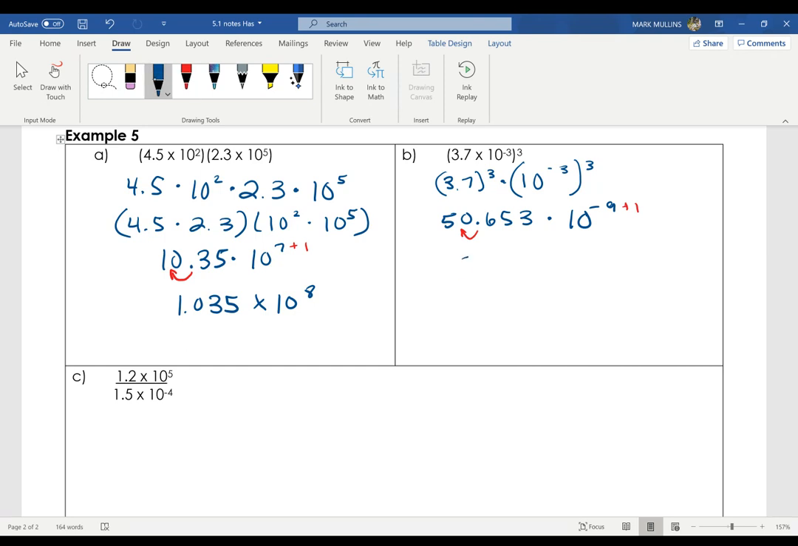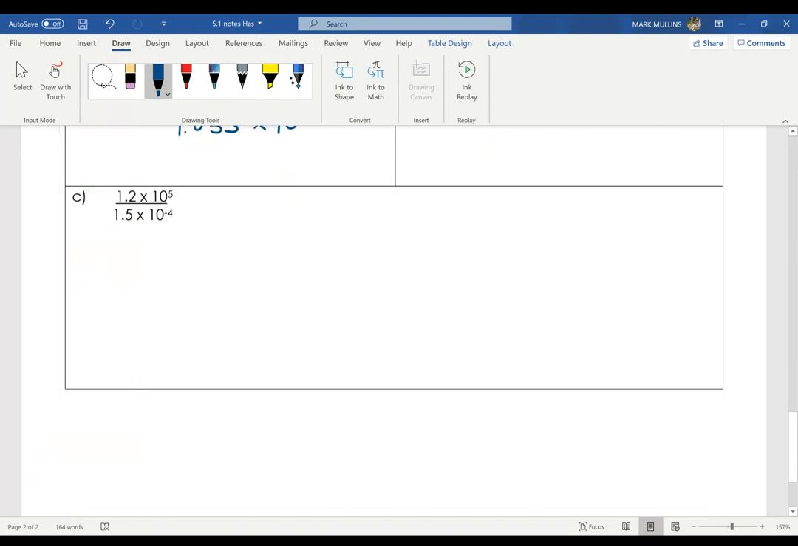And so my new answer is 5.0653 times 10 to the negative 8. And again, I'm switching back to x's for my final answer because scientific notation is written that way. It's just expressed that way.